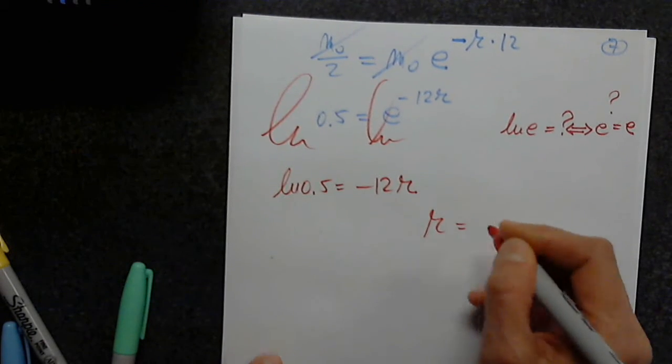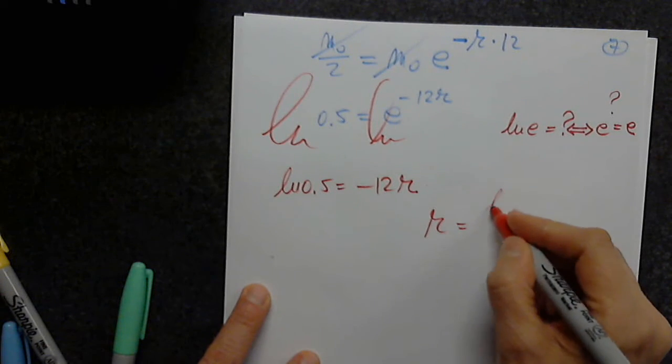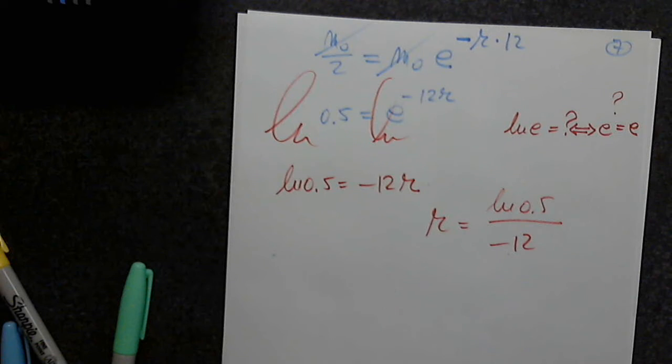So finally, I have the radioactive decay rate. How much? What do I do to both sides? Very good. Natural log 0.5 over negative 12. I can do this by hand. Nobody can. So let's go. Oh, this is dead. I forgot. Oh, it woke up. 0.5 divided by, in parentheses, negative 12.